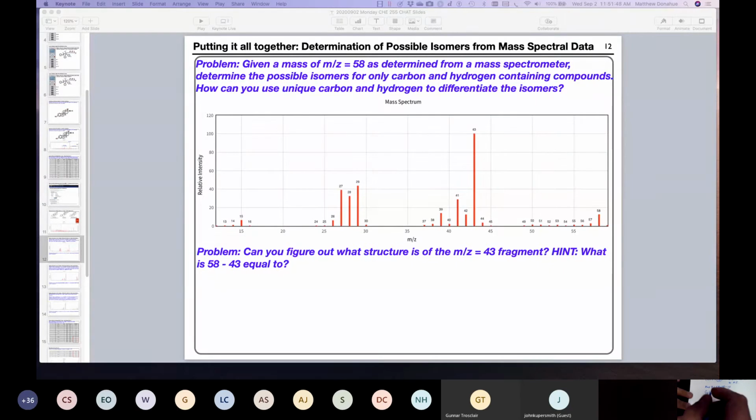So C5 equals too much. So that gets us what? 60? That would get us an M to Z equal to 60. And so that's greater than 58. Why could you not go to C3? What's wrong with C3?